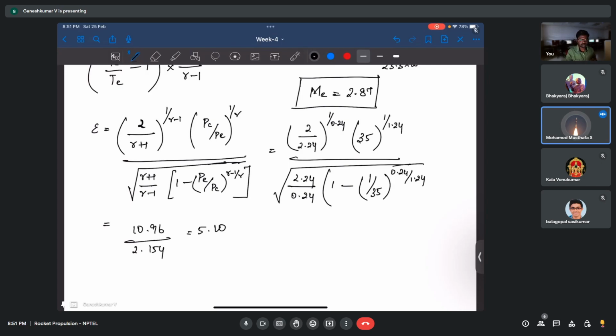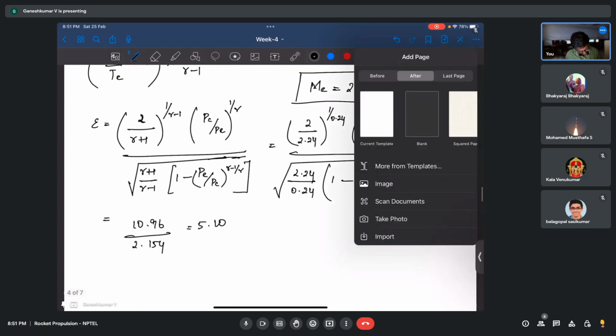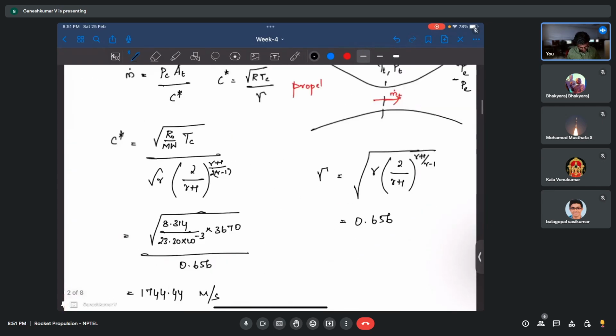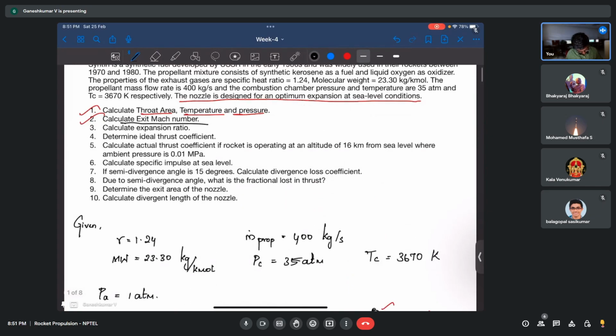The numerator we are getting 10.96. Okay, thank you. So we are getting an expansion ratio of 5 point something. Once you found the expansion ratio, the third question is done.